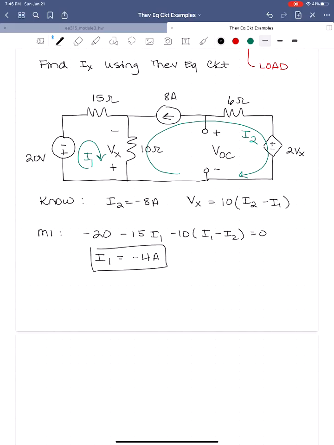Okay, so I know mesh 1 current, I know mesh 2 current. Now I need to find VOC. Before I do that, let's go ahead and solve for Vx because we're going to need that. When I substitute I2 and I1 into that expression, I get that Vx is equal to minus 40 volts.